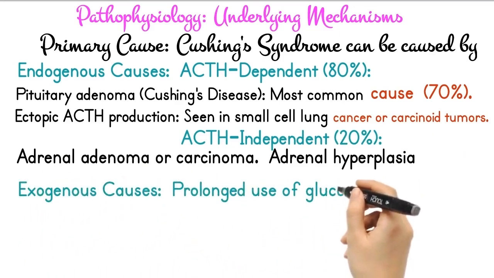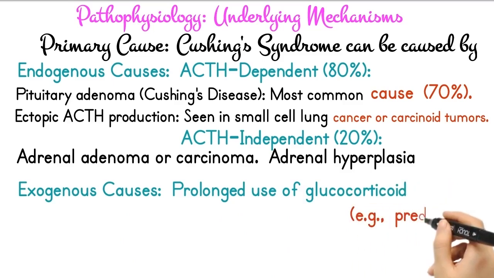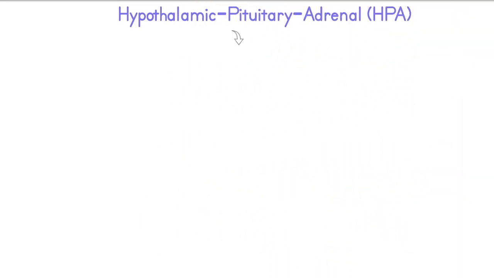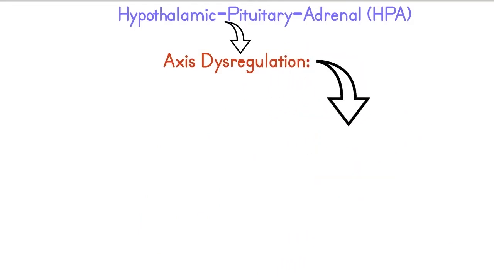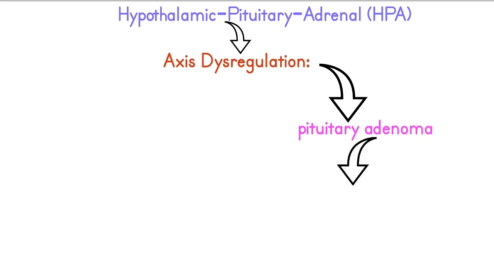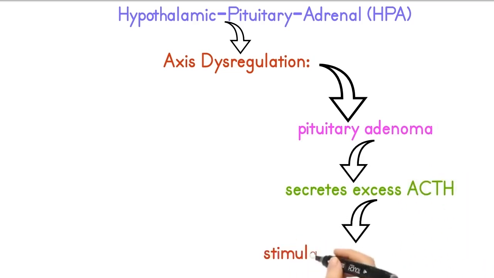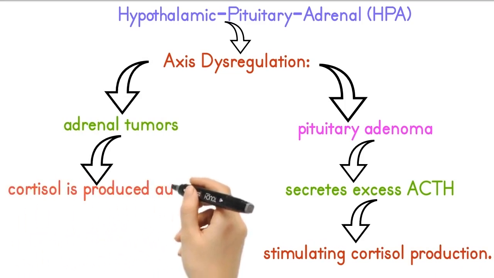Exogenous causes. Prolonged use of glucocorticoids, e.g., prednisone. Mechanism. Excess cortisol leads to hypothalamic pituitary adrenal, HPA, axis dysregulation. A pituitary adenoma secretes excess ACTH, stimulating cortisol production. In adrenal tumors, cortisol is produced autonomously, suppressing ACTH.